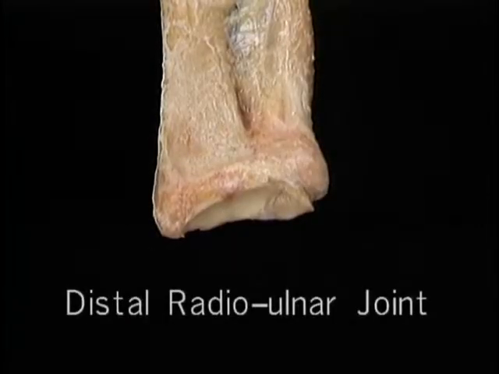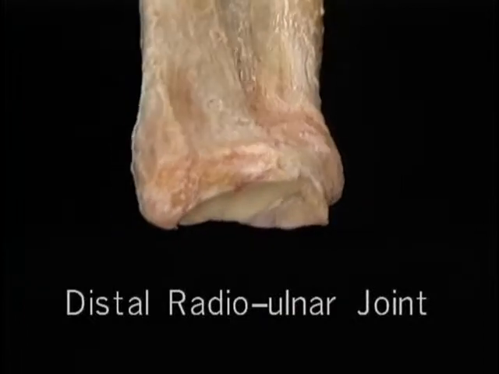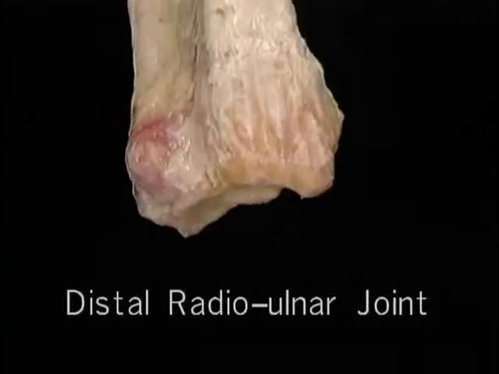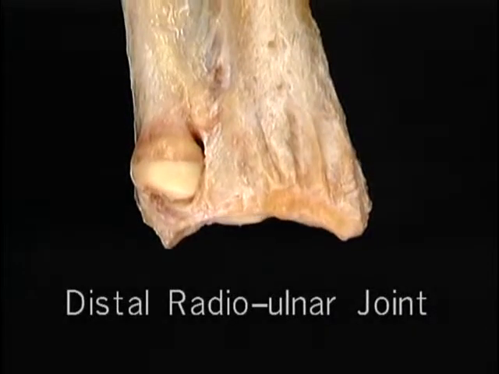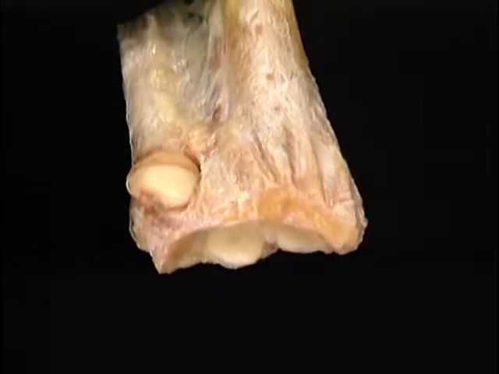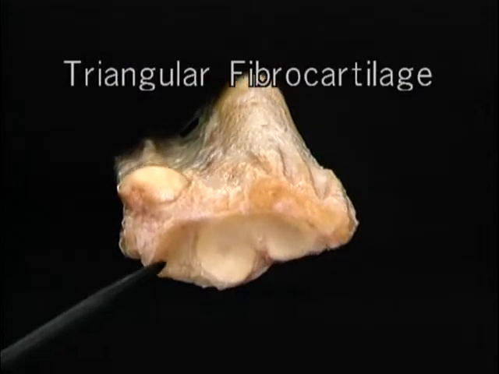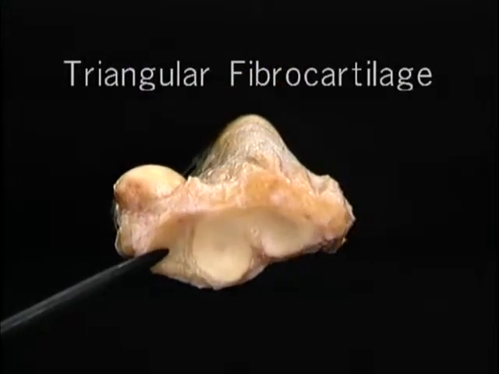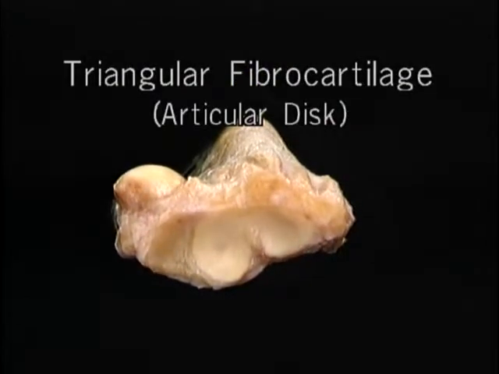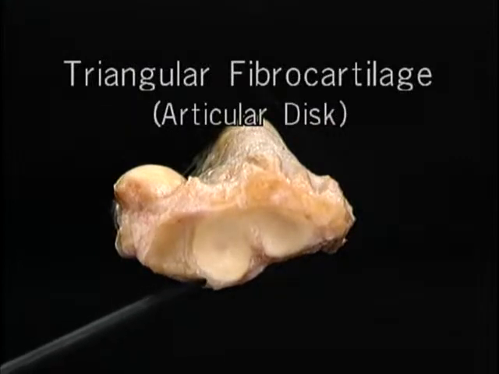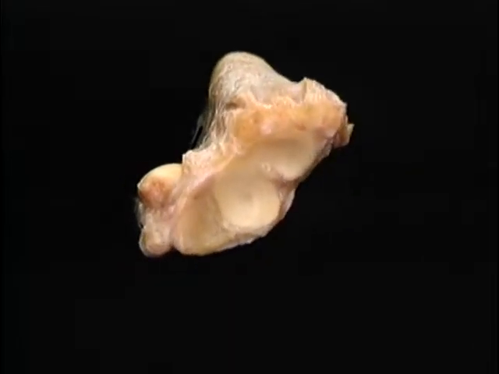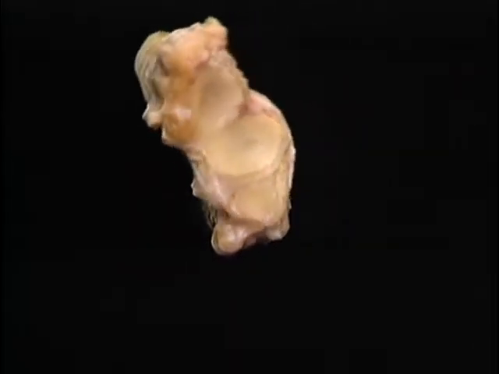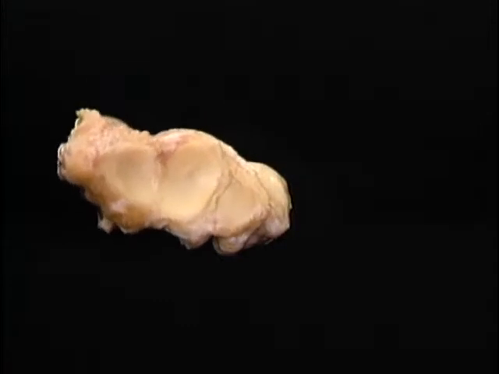Here's the distal radio-ulnar joint with its capsule intact and with its capsule removed. Here's the structure that holds it together, the triangular fibrocartilage. It's also known as the articular disc. It's attached to the radius here and to the ulnar styloid here. As the distal end of the radius rides around the head of the ulna, the styloid provides the pivot point.